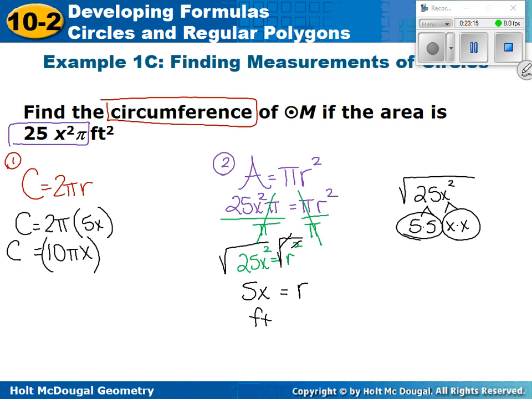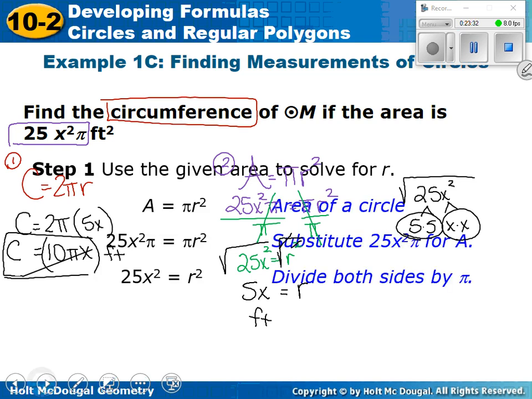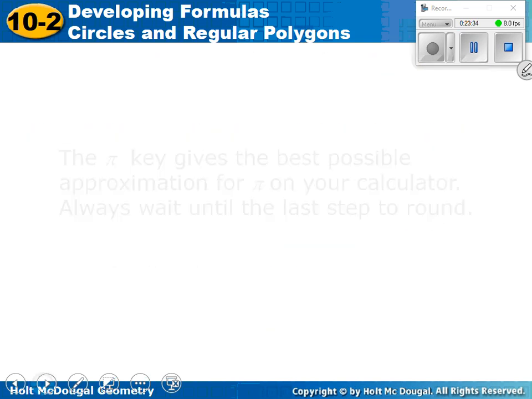And what are our units? Feet. Not squared because you're not finding area. Oops. So 10 pi x feet. Questions on circles? Okay, again, that algebra is thrown in, and that's sometimes the harder part for students if their algebra skills aren't that great.